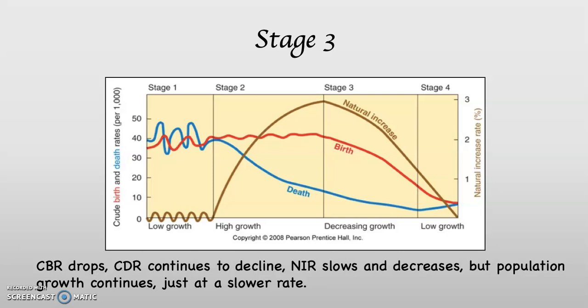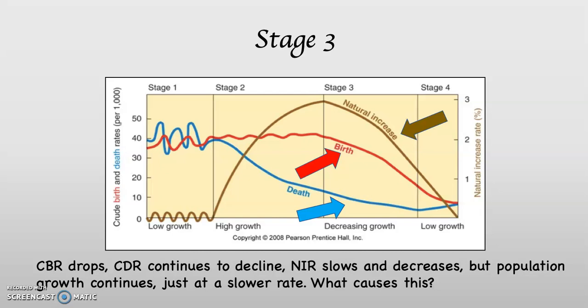just at a slower rate. What causes this? Well, take a look. You can see what I'm pointing out there. You can see crude birth rate is indeed coming down. Crude death rate is coming down and sort of flattening out, and natural increase rate is going down. However, I want you to keep this in mind.